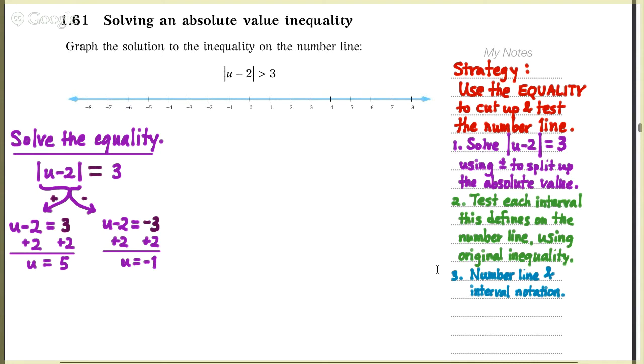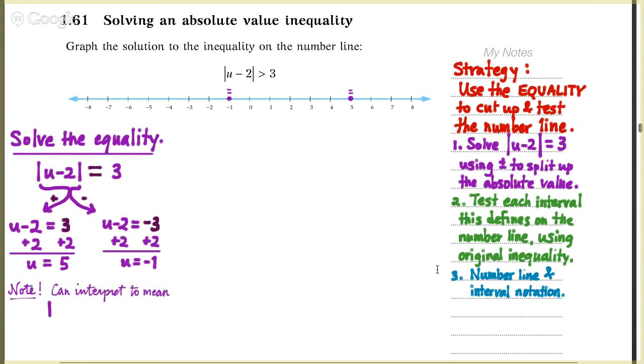So that was the first step. Forgetting for the moment that we started with an inequality, we solved the equation and got these two solutions. I'm going to sketch those right here on the number line and put a little equal sign on top of each of them to remind myself that it's at those two points that the absolute value of u minus 2 is actually equal to 3.